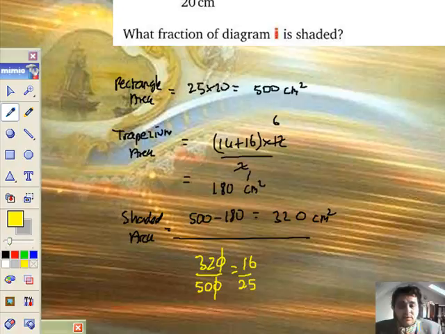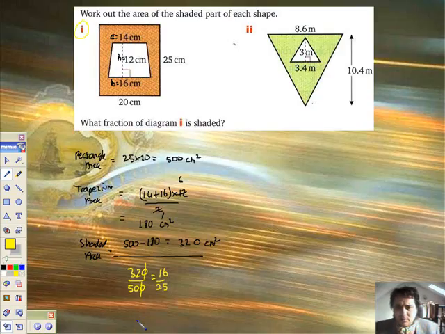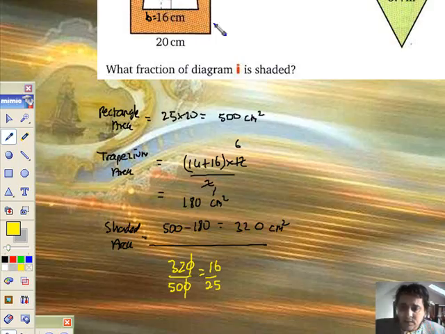Okay, fair enough. And that's dead easy, isn't it? What percentage? No, it's right actually. Yeah, the shaded part is going to be 320 over the 500. That's perfectly good. Let's do the next one.